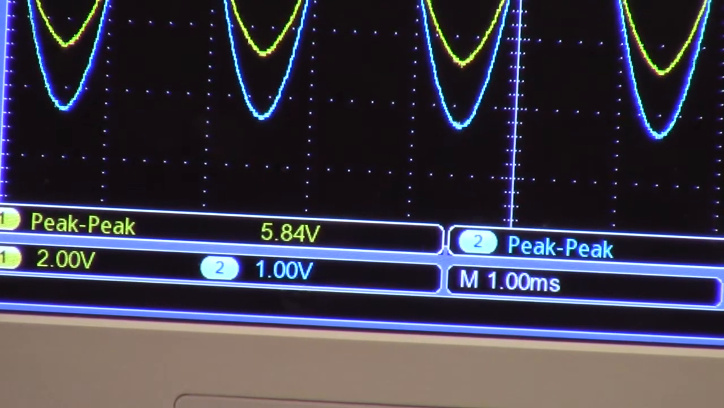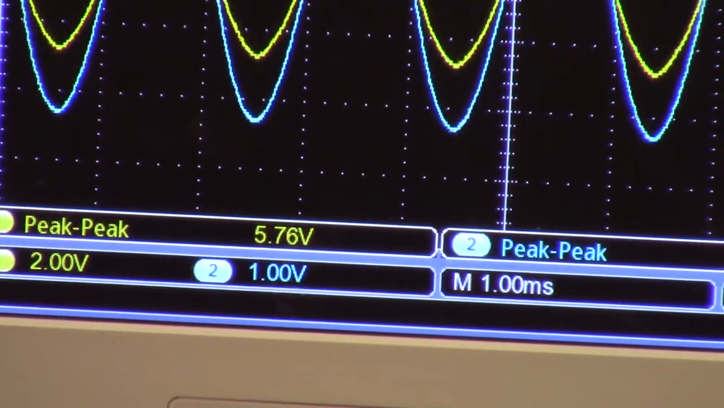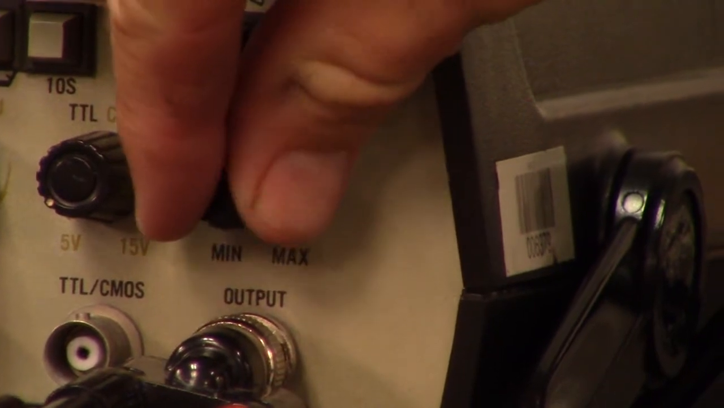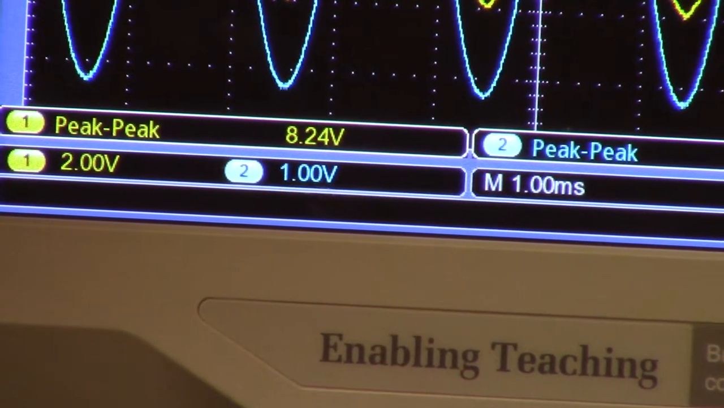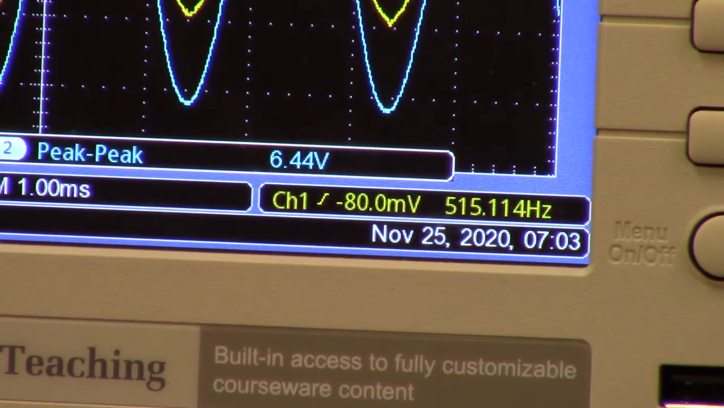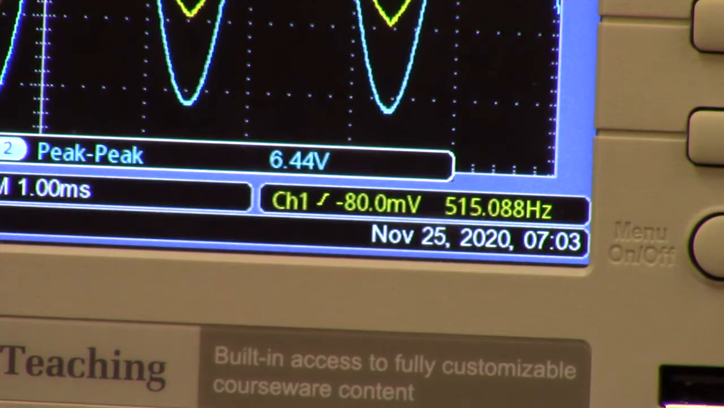And you can see they look in phase, maybe not exactly, but pretty darn close. And same idea, that we should only make our measurements when the peak-to-peak voltage is at 8. So, oops, I went too far. And so there is my 8, okay. And so I am at a frequency of 515, 15 or 16, goes back and forth here. And I'm getting a peak-to-peak voltage of 6.44.